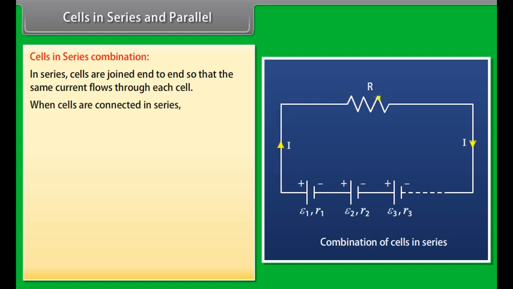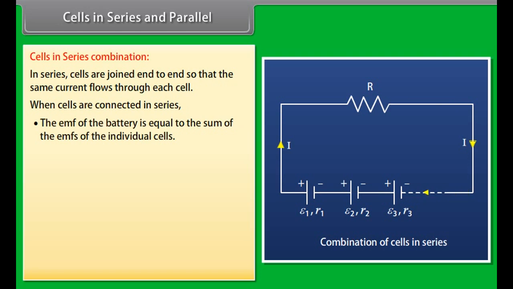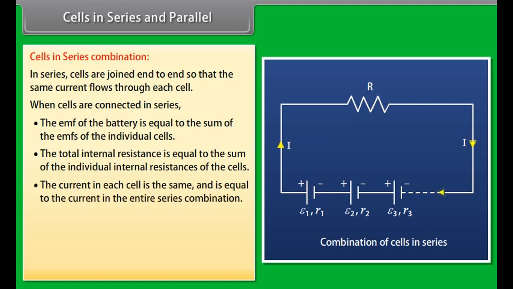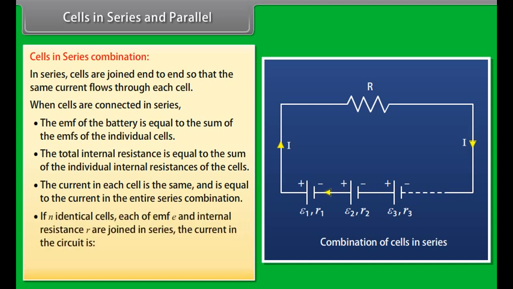When cells are connected in series, the EMF of the battery is equal to the sum of the EMFs of the individual cells. The total internal resistance is equal to the sum of the individual internal resistances of the cells. The current in each cell is the same and is equal to the current in the entire series combination. If n identical cells, each of EMF E and internal resistance R, are joined in series, the current in the circuit is equal to nE divided by (R + nR).